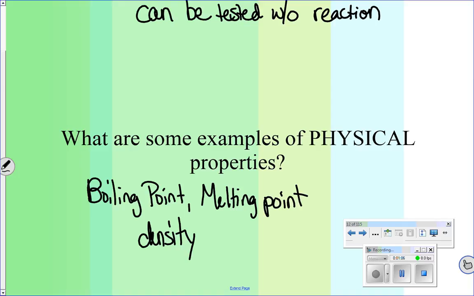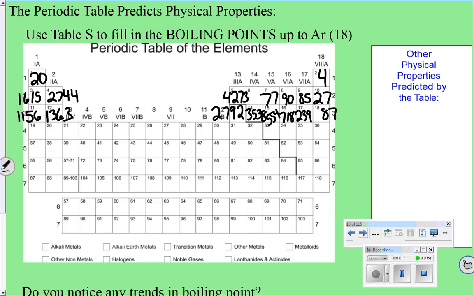Along with boiling point and melting point, I'm also going to add to this phase of matter at STP, which is related to boiling point and melting point. That's what actually predicts that. So the main physical properties that we're going to be looking at on the periodic table, in terms of predictions, are going to be melting point, boiling point, and density.